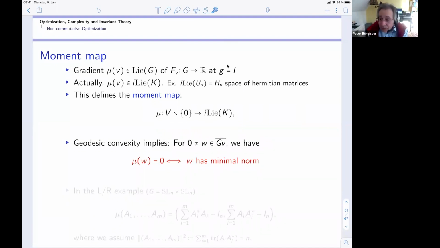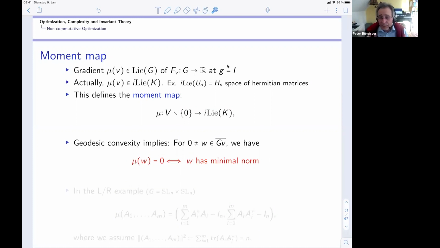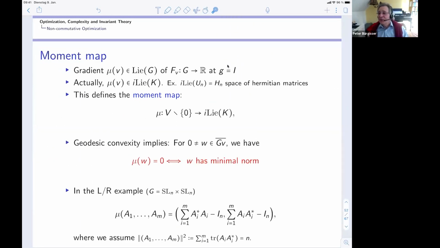Okay. Now, if I have a vector w which is minimal, as close to the origin as possible, then clearly the gradient must vanish. This is obvious. But because, as I said before, I deal here with the geodesically convex problem, the converse implication is true as well. So I have this equivalence: W has minimal norm if and only if mu of W equals 0, which is very, very nice. So I just forward you a formula.